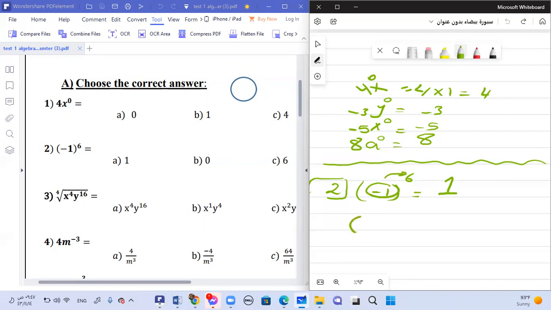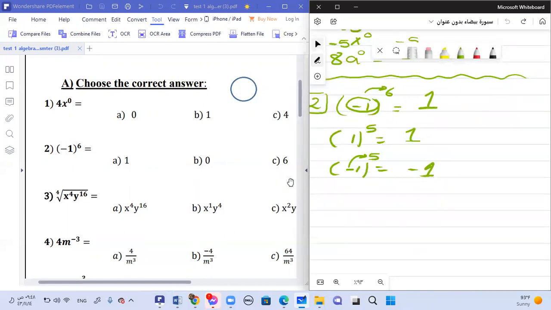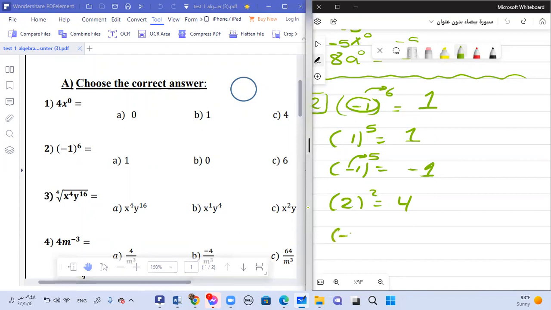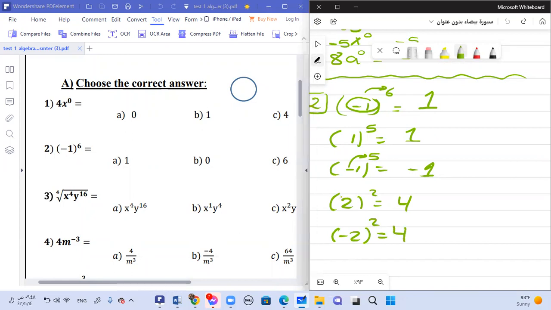Okay, another exercise, 1 power of 5 equals 1. Negative 1 power of 5 equals negative 1. Why? Because if we have a negative and the power is odd, the answer will be negative 1. The same: 2 power of 2, the answer will be 4. Negative 2 power of 2, the answer is also 4, because the power is even. If the power is odd, the answer is negative.